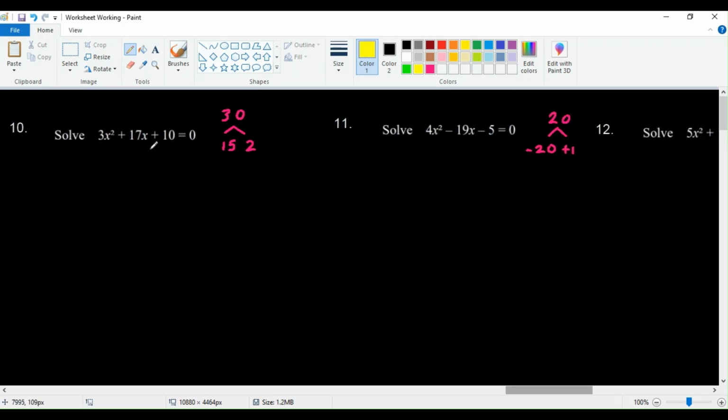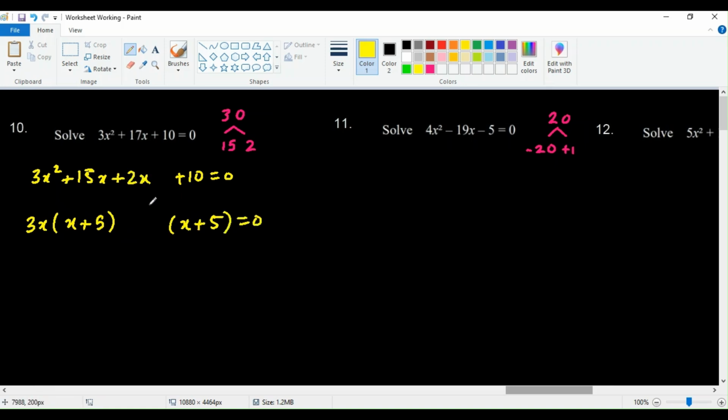Now, to make work easy, 3 times 10 is 30. So factors of 30 are 15 times 2, and 15 plus 2 gives us 17. So I will write the first one as it is and the last one also as it is without a change. Now I will write 15x plus 2x gives us 17x. Now look at the first two terms. 3x is common, and x plus 5 is going to be in the first bracket. I copy down x plus 5 once again.